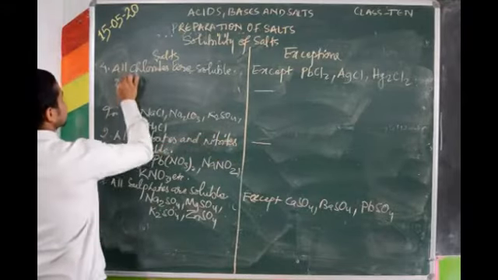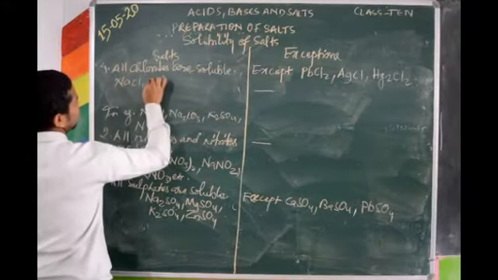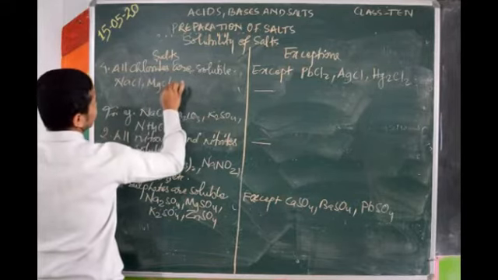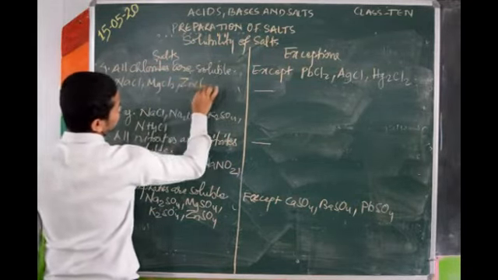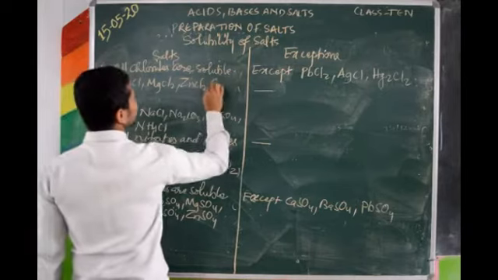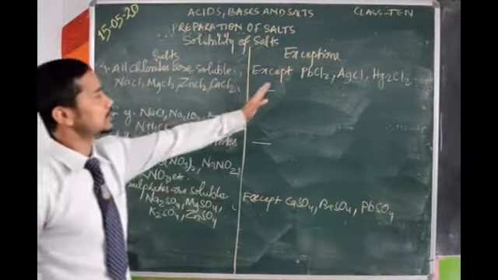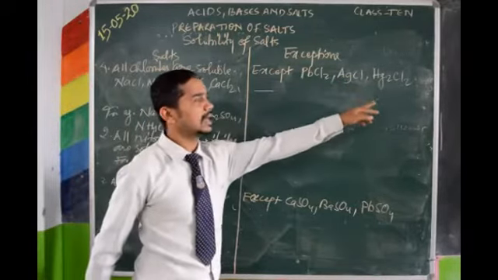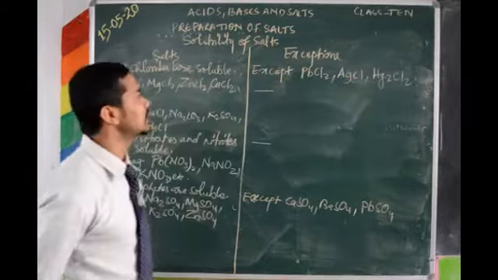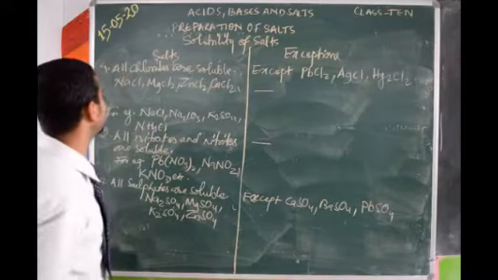And soluble chlorides: sodium chloride is soluble, then magnesium chloride is also soluble, zinc chloride is also soluble, then copper chloride, calcium chloride is also soluble, but lead chloride, silver chloride and mercurous chloride are insoluble. They are not soluble in water.